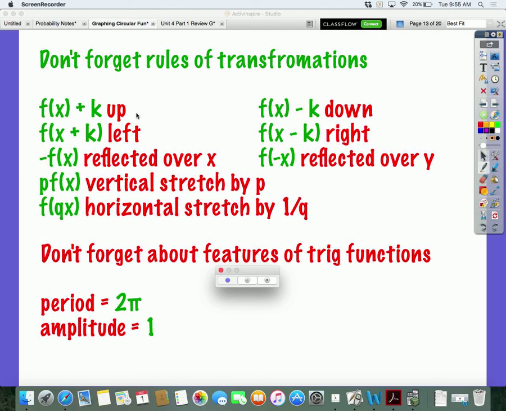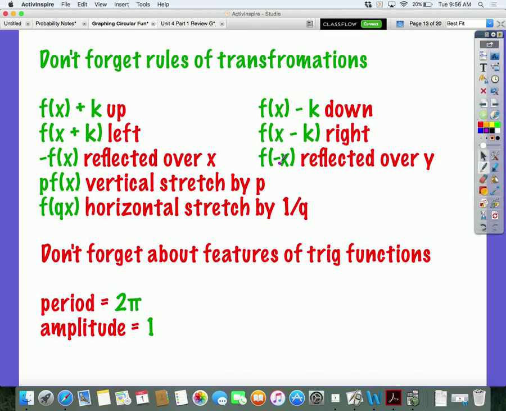If the negative's on the outside, you're reflecting over your x, because you're making all your y's negative. Over here, you're reflecting over your y, because you're making all your x's negative. And then, of course, vertical stretching or compression by a factor of p. Horizontal stretching or compressing by a factor of 1 over q.